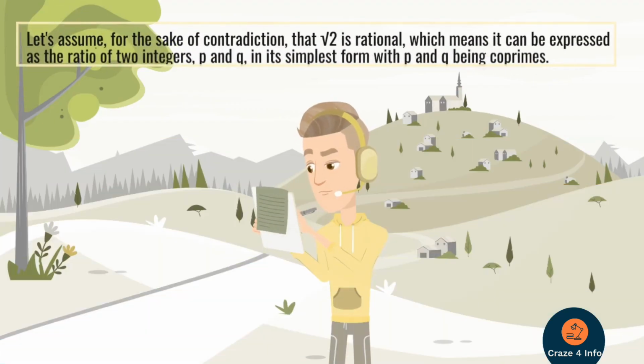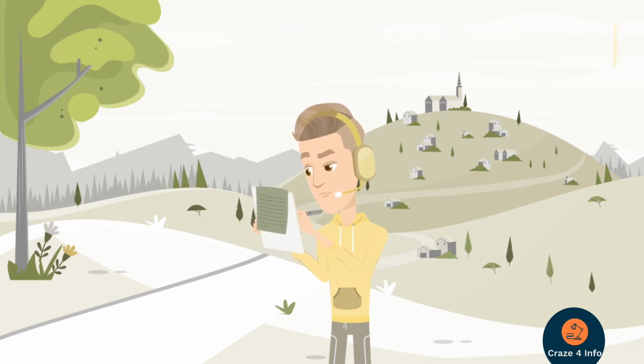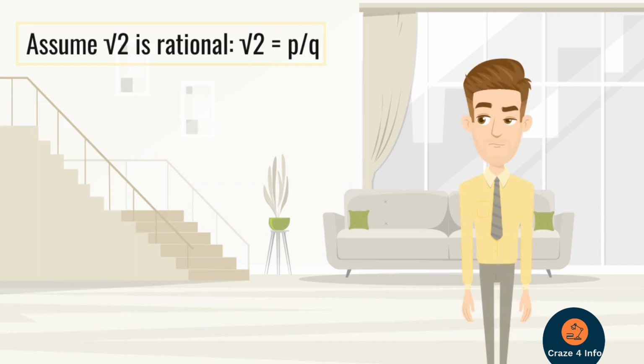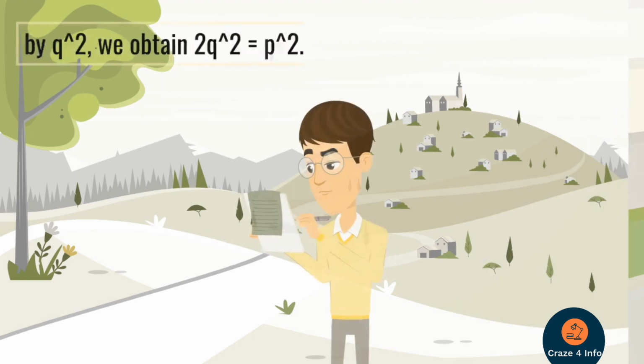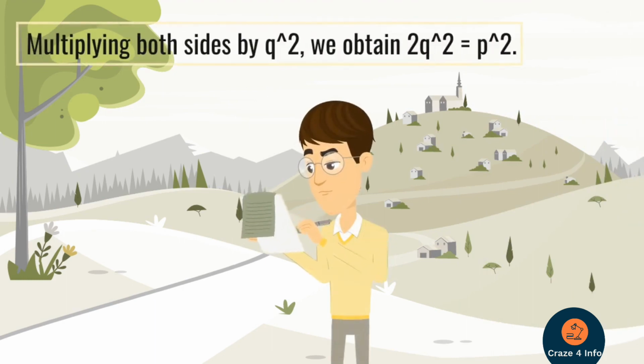Let's assume, for the sake of contradiction, that the square root of 2 is rational, which means it can be expressed as the ratio of two integers, p and q, in its simplest form with p and q being coprime. Assume the square root of 2 is rational, root 2 equals p/q. Since root 2 equals p/q, we can square both sides of the equation to get 2 equals p squared over q squared. Multiplying both sides by q squared, we obtain 2q squared equals p squared.